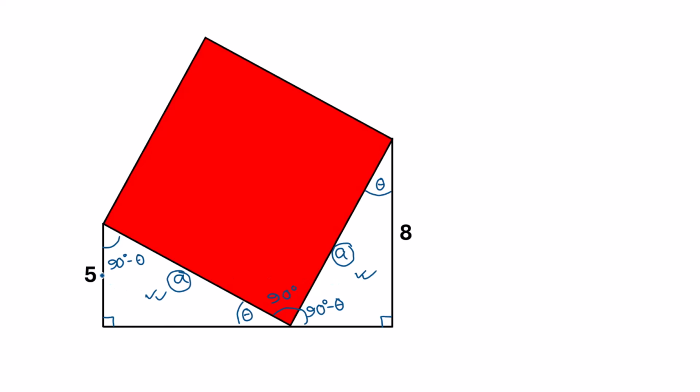So as this length is 5, this length will also be 5. So we can write this is 5. Similarly, from this triangle, this is 8, so this length will also be 8.